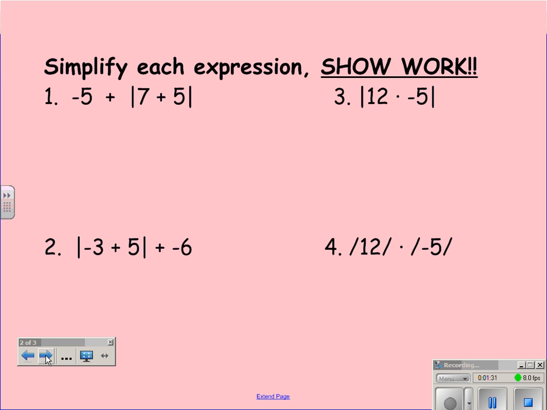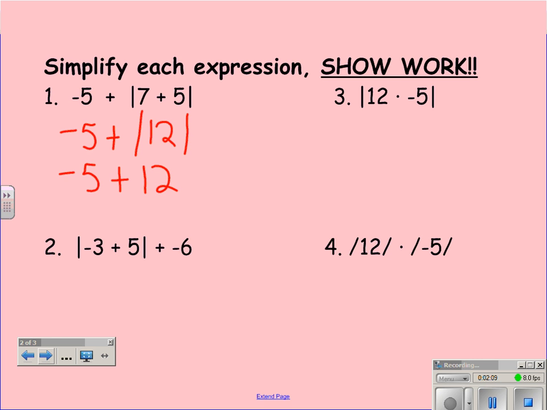Simplify each expression. Show work. Let's look at number 1 together. Negative 5 plus the absolute value of 7 plus 5. Our attention should immediately go to the absolute value of 7 plus 5. If I was treating that like parentheses, we would just add the 7 plus 5 together, which we know is 12. But in this case, we need to leave the absolute value bars because we haven't yet answered what is the absolute value of 12. As far as the rest of the problem, we're just going to bring down negative 5 and the plus sign. Now we have negative 5 plus the absolute value of 12.